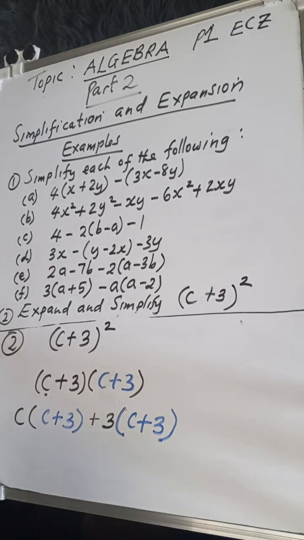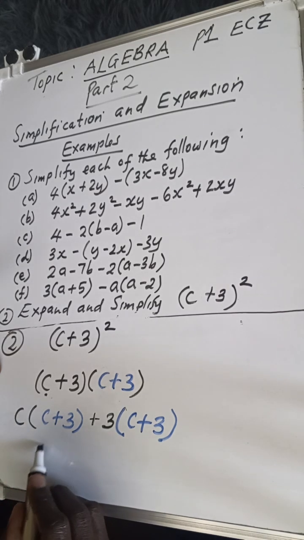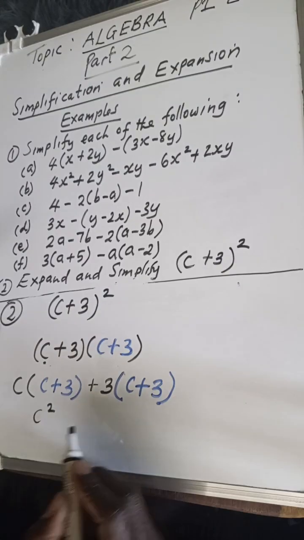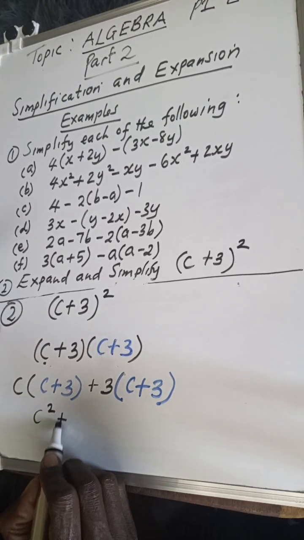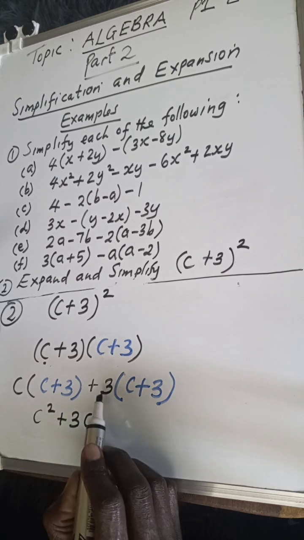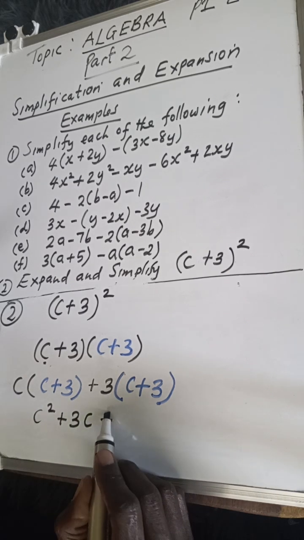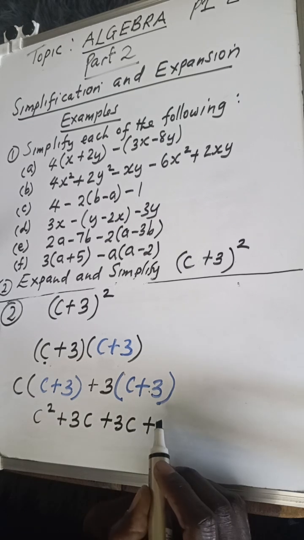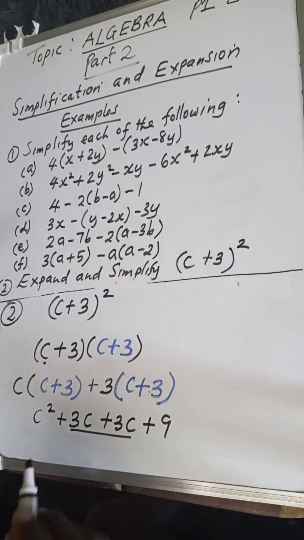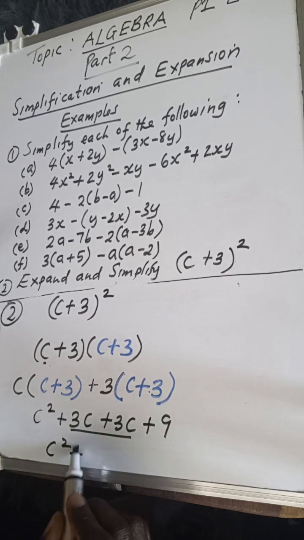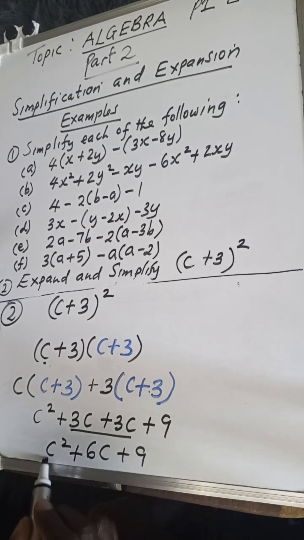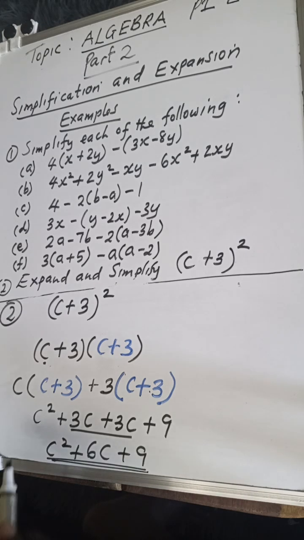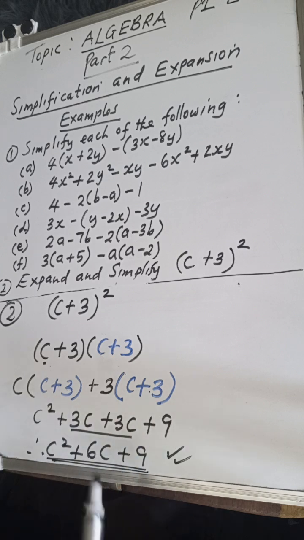Then we can expand and collect the like terms. So c times c will give you c squared. That's what we mean. Then c times 3 will give you plus 3c. Then positive 3 times c will give you plus 3c. Positive 3 times positive 3 will give you plus 9. Remember, these are like terms, so it will be c squared plus 6c plus 9. It simply means we have expanded and simplified it. So we have expanded, but we have also simplified it. So that's what the question was simply telling you.